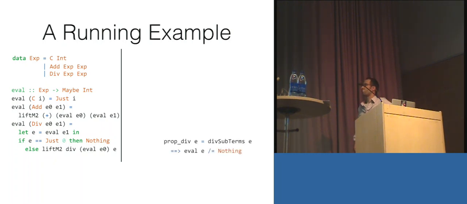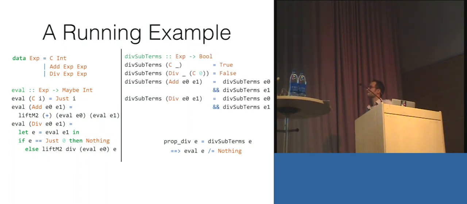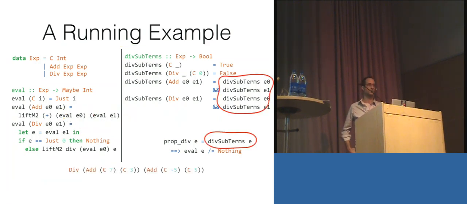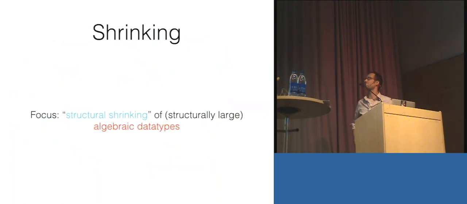So it's reasonable then that I might want to write a property where I say that the evaluator never returns nothing. Of course, I need some sort of precondition to ensure that this doesn't happen. So I might write something like this, where I check that the denominator in the division is a constant, is it 0? And that's false, otherwise it's true, and I recurse through the expression. But of course, because this is about counterexamples, this is not going to hold. The reason is that I haven't actually reduced this to a normal form. Clear enough. Okay, so let's look at what shrinking looks like.